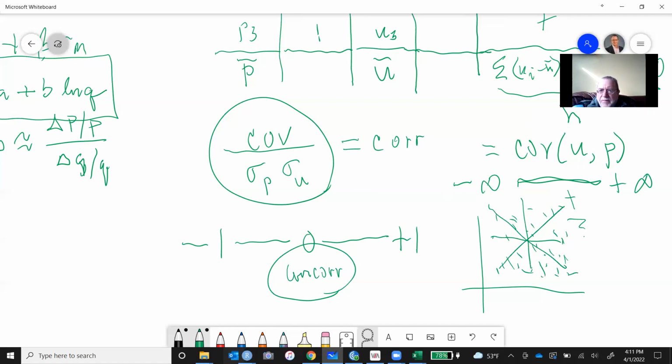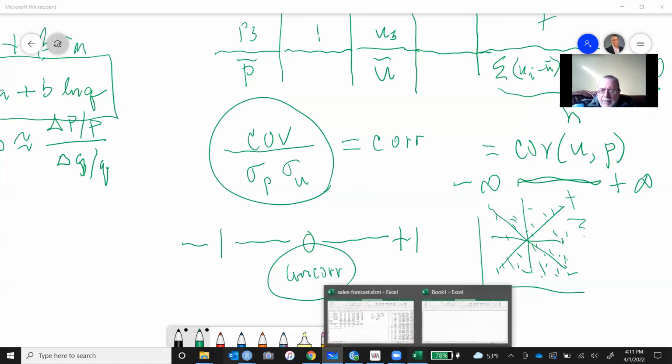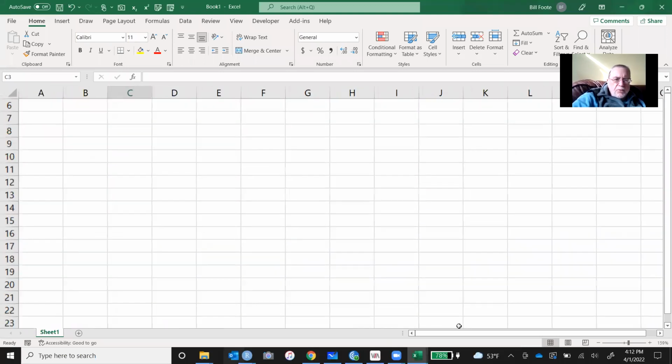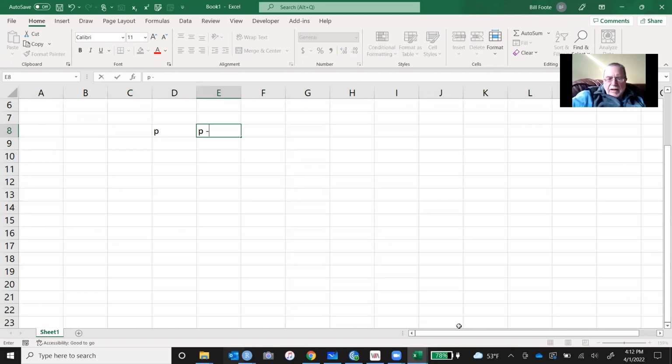Now let's immediately go to our spreadsheet environment. I created a new spreadsheet just for this purpose. Give ourselves a little bit of room here. So here's price. We're going to do price minus P bar, that's the bar over the P, which is the standard way of depicting our averages mathematically.